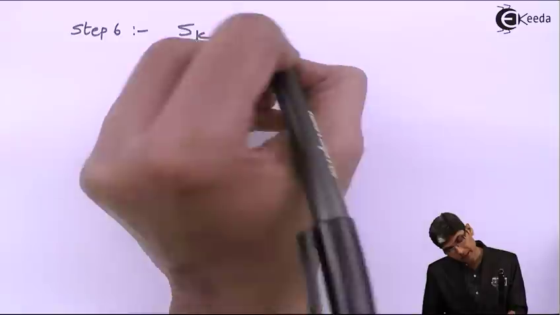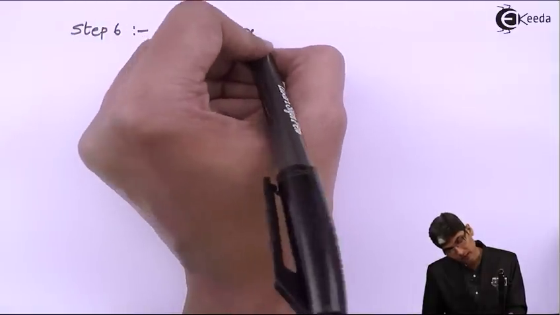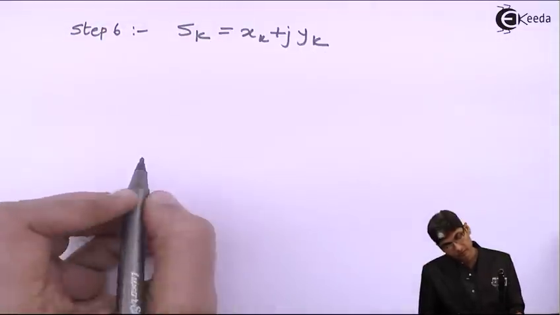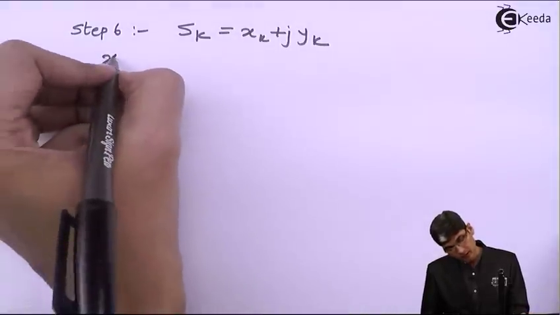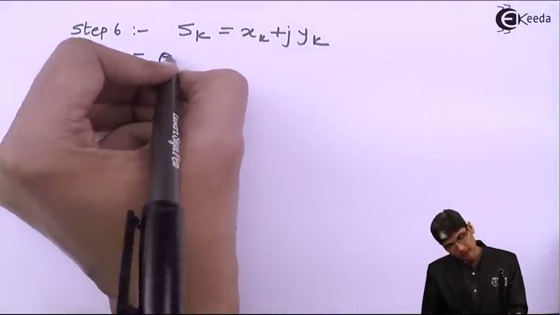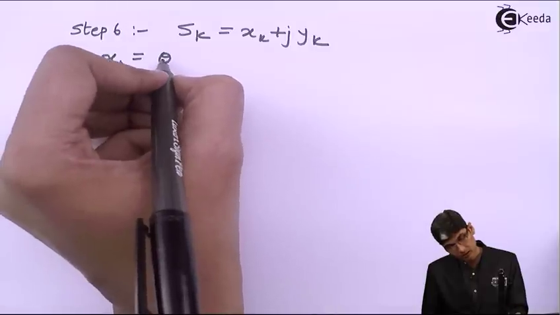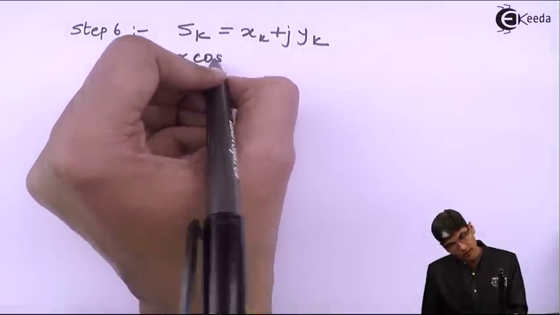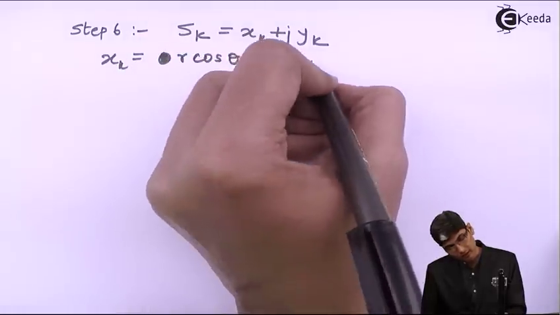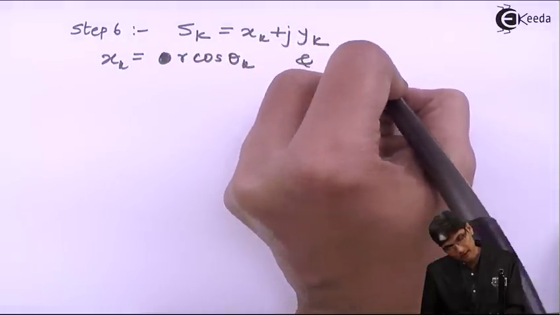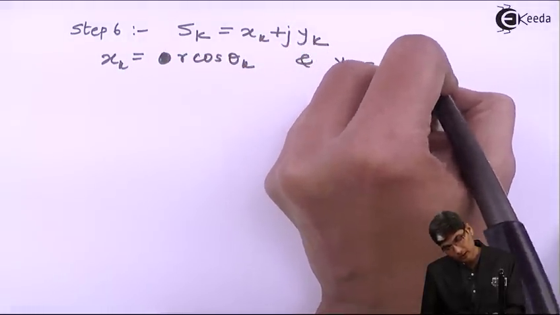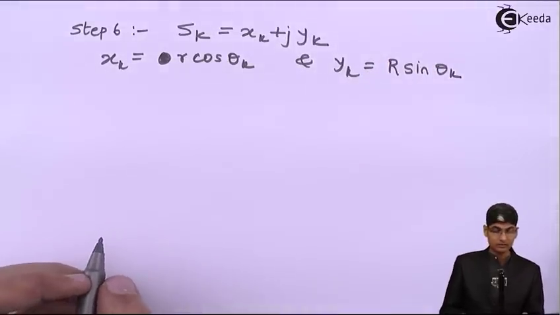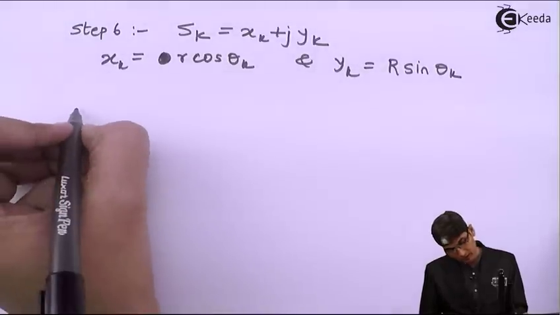Poles of the filter is given by S of k, which is equal to x of k plus j y of k, and x of k is given as small r cosine of theta k, and y of k is given as capital R sine of theta k. Okay, so let us put it in this way.